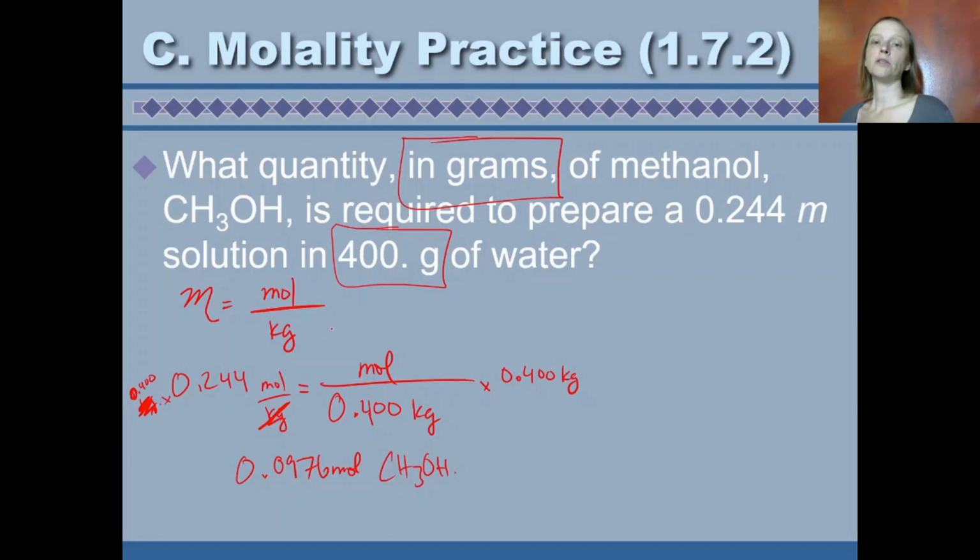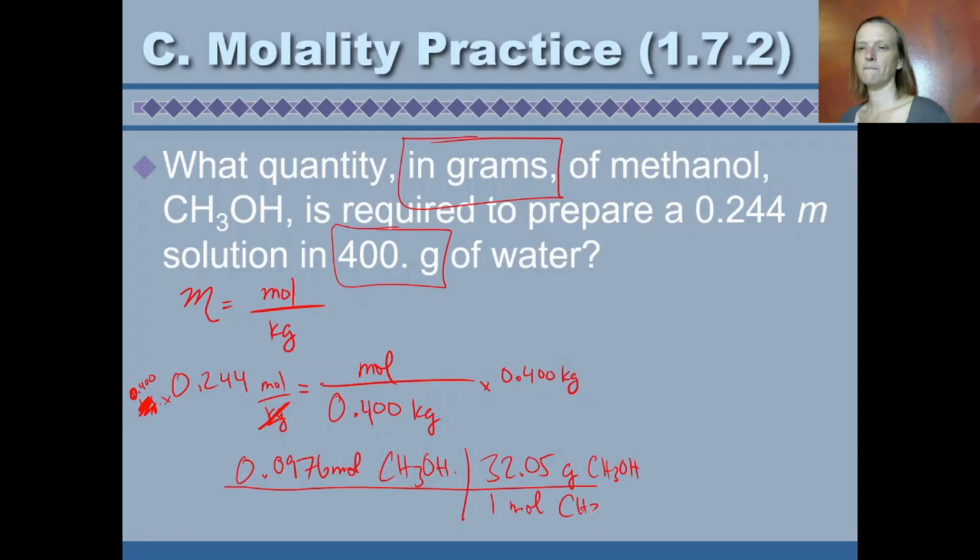Of course, I don't want to know the number of moles. I want to know the number of grams. So I can take that value, and I know that 1 mole of methanol, when I look up 1 carbon, 4 hydrogens, and 1 oxygen, I have a molar mass of 32.05 grams per mole. The moles cancel out. And 0.976 times 32.05 gives me 3.12808 according to the calculator.